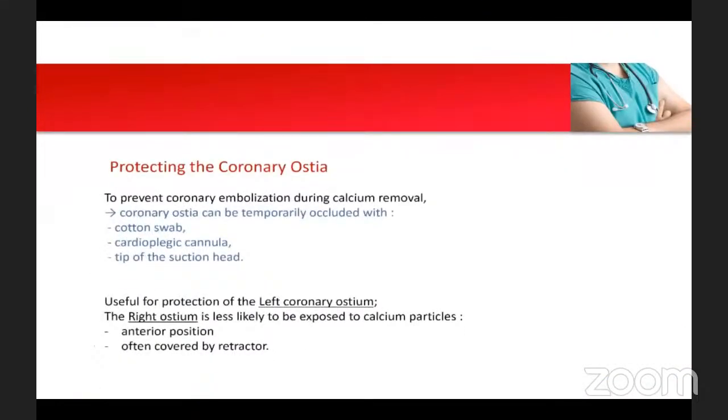To protect the coronary from calcium particle embolization, we can use a cotton swab or a cardioplegia cannula, and also the tip of the suction head to protect the coronary ostium. And usually the embolization tends to happen in the left coronary ostium more than the right, because the right ostium is more anterior in position and often covered by the retractor used.